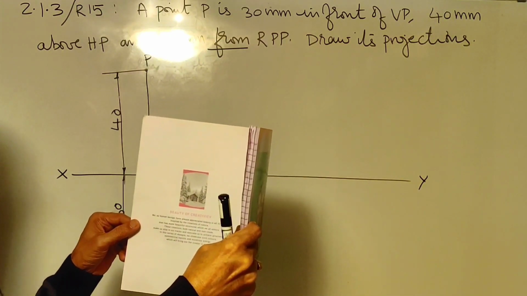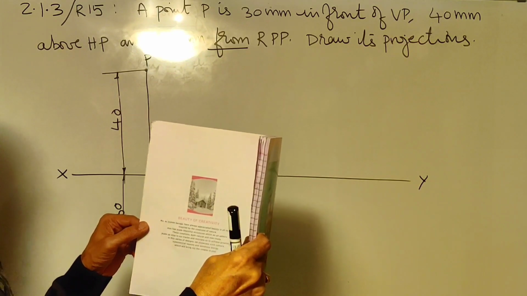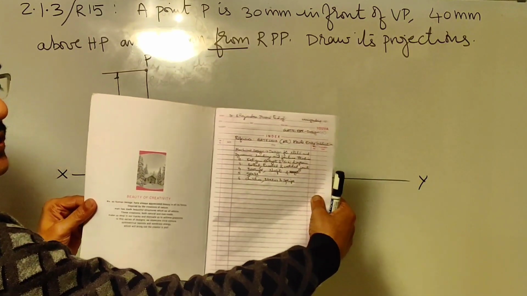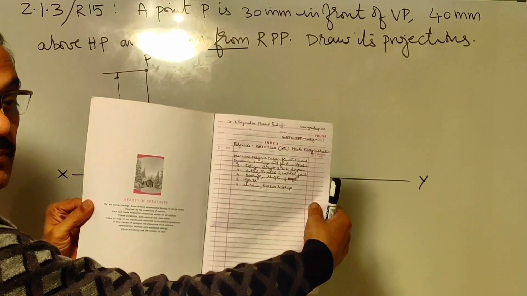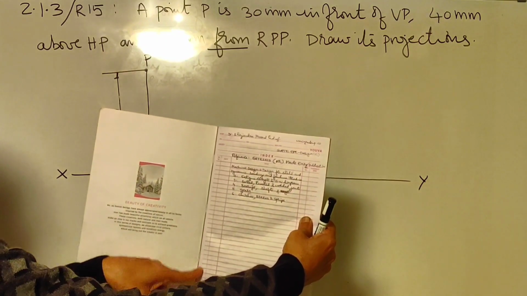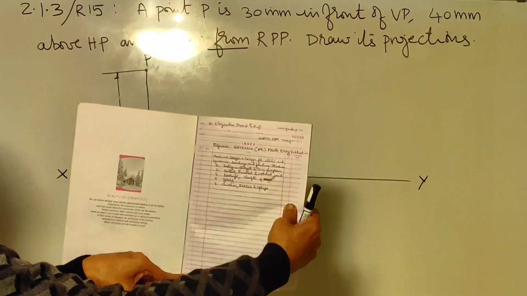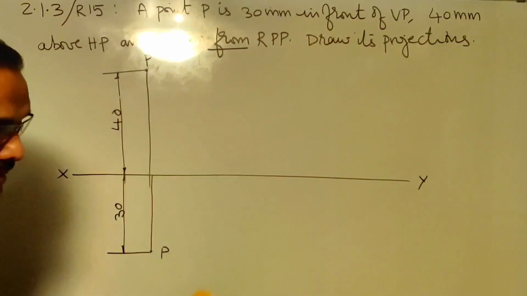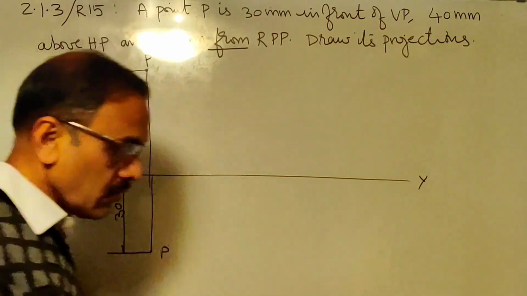If you want to bring the right profile plane also into the plane of VP, what you have to do? You just rotate it by 90 degrees so that the right profile plane is also brought into the plane of the vertical plane. So here you have that line, the line which is common to VP and the right profile plane. We call it the X1 Y1 line. That is the line which I am going to draw now.